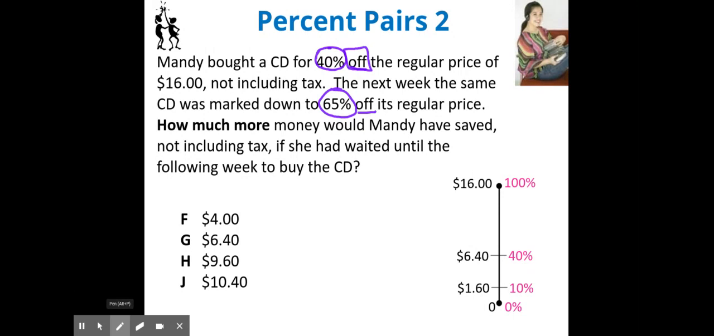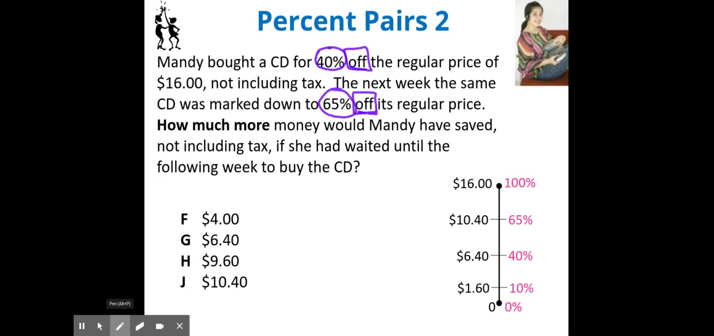Okay, well that's if the price was 40% off. Now we've got to look at, well, what about 65% off that price? Keep going with those benchmarks, keep working your way up, and you would get 65% off that price, $10.40. There's another answer choice. J. Would Mandy have paid $10.40? No, again, according to that word problem, that's how much she would have gotten off the regular price of $16. Okay, so which one of these is the answer? Is it J, $10.40, G, $6.40?